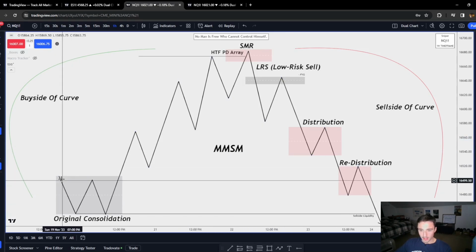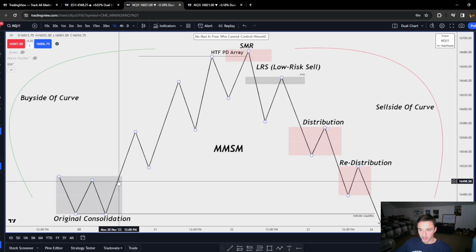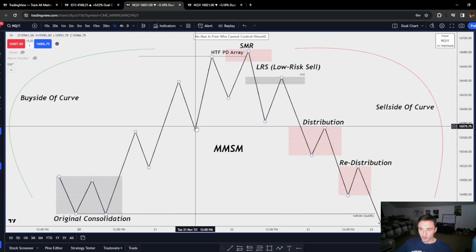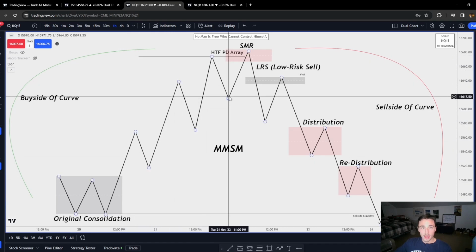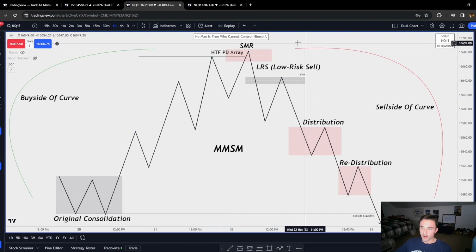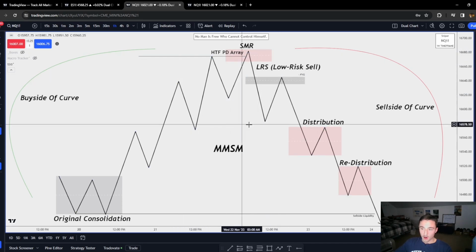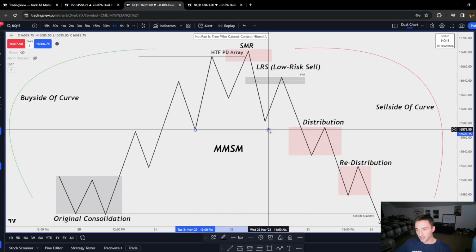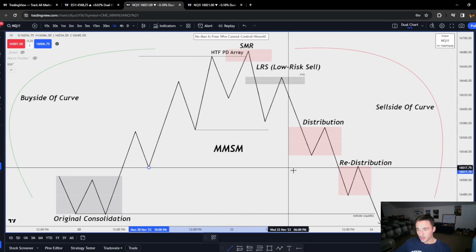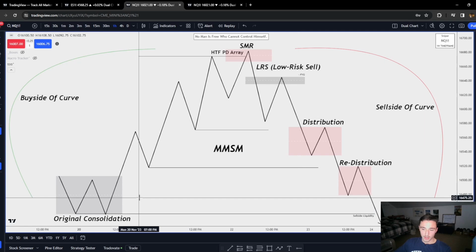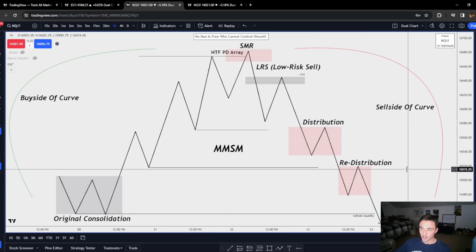So over here on the left side, we have our original consolidation. What is happening whenever we are creating all these lows? It is engineering liquidity. So whenever we can get our smart money reversal inside of a higher time frame PD array, we can start to get our sells in and offload our position under each of these lows until the original consolidation has been achieved and the sell side of the curve has been completed.